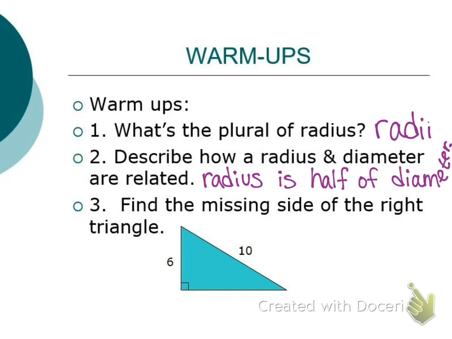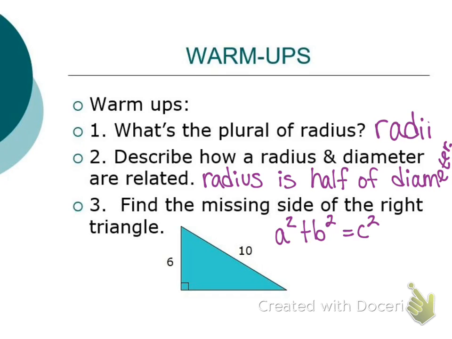On number 3, we have to use the Pythagorean theorem because we have a right triangle. So we use a squared plus b squared equals c squared. This is an idea that we are going to have to use today, even though we're dealing with circles. It's going to come back today.